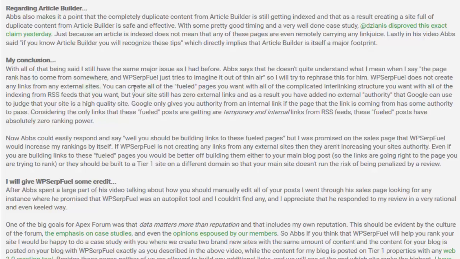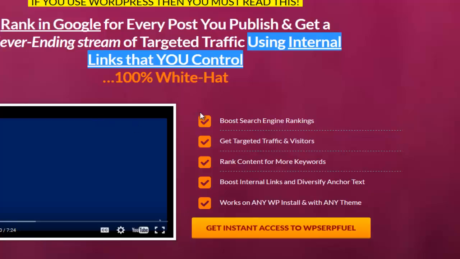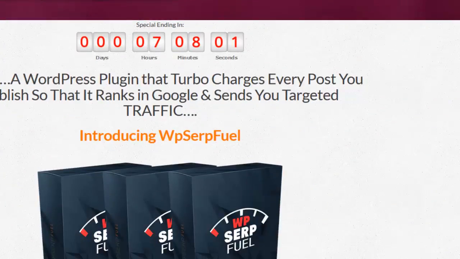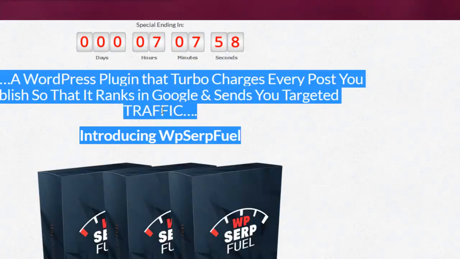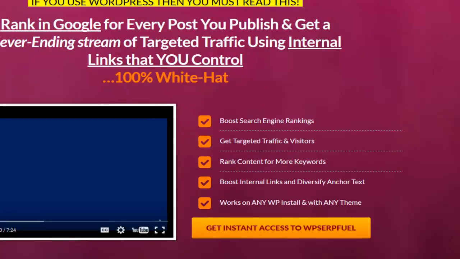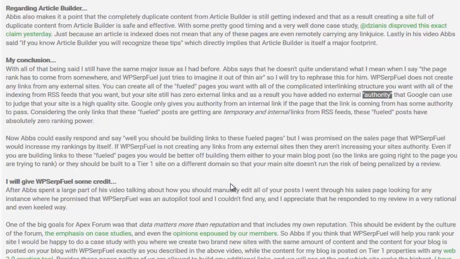Okay, so you can create all the fueled pages you want with all the complicated interlinking structure you want, with all the indexing from RSS feeds that you want, but your site still has zero external links. Cardine, man, honestly, you're getting pretty confused here, aren't you? And as a result, you have added no external authority. I think what you've done is look at wpserpfuel and think that I'm bringing up a solution which, if you use it, puts everything else out of the window. You don't have to go out there and build external links.